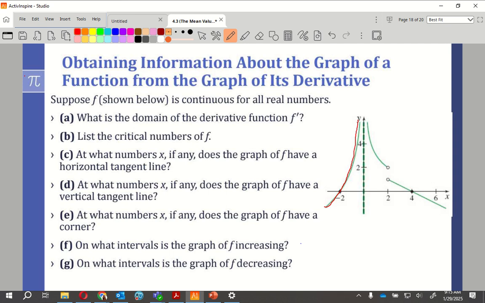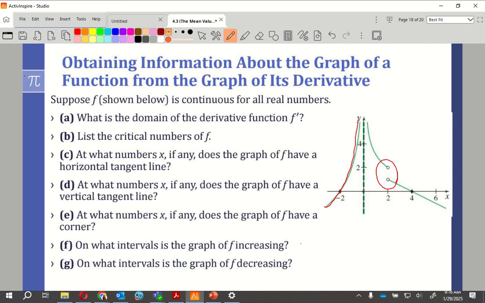All right, so the domain, that means right here it doesn't exist. It picks up again on the other side at 0. And then, what is this thing right here? Discontinuity, right? That's going to be a jump right there, isn't it? So the domain of the derivative of the function: I can't take a derivative there, and I can't take a derivative there. But I could take a derivative everywhere, right?